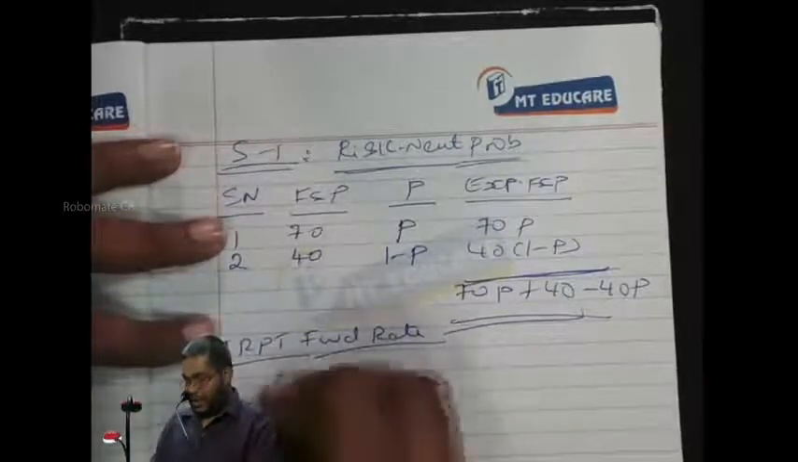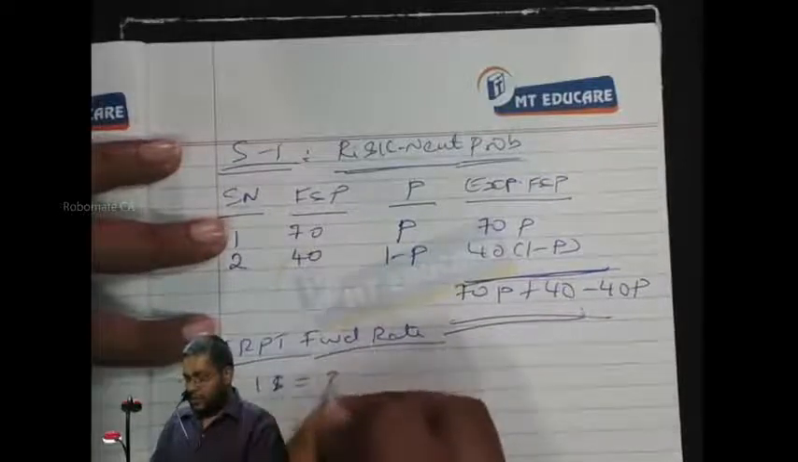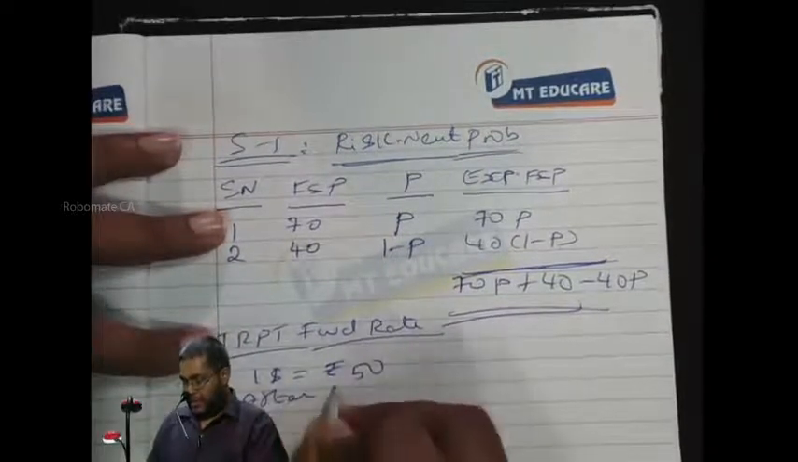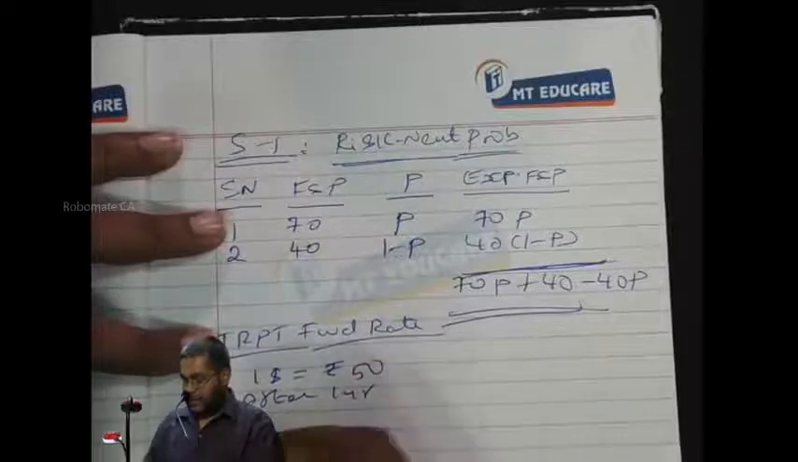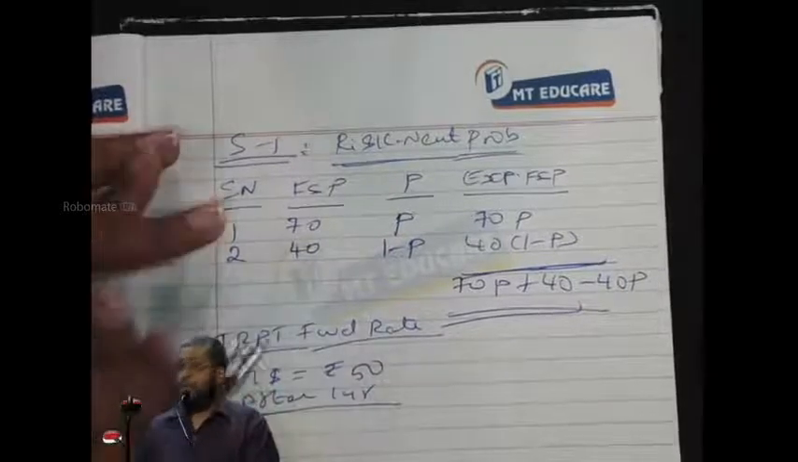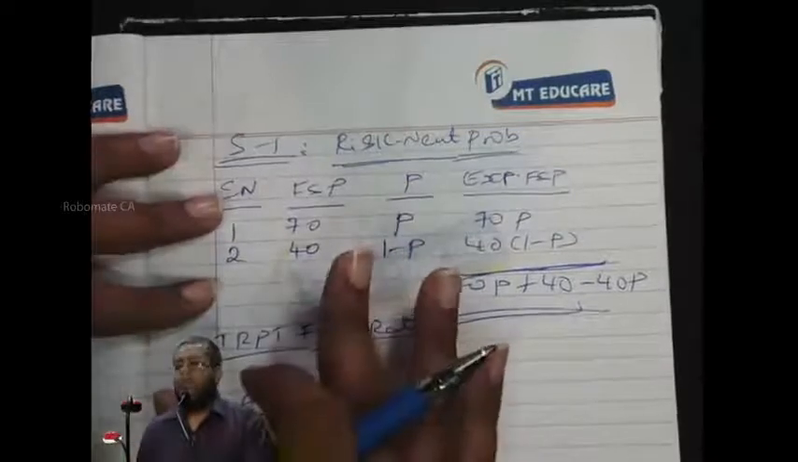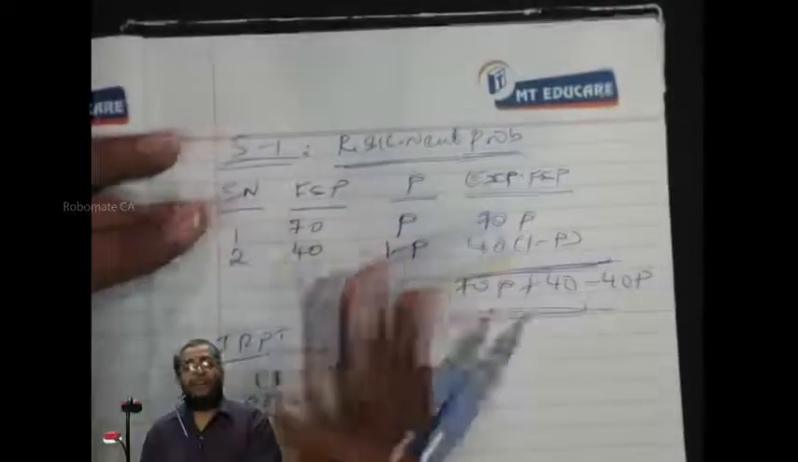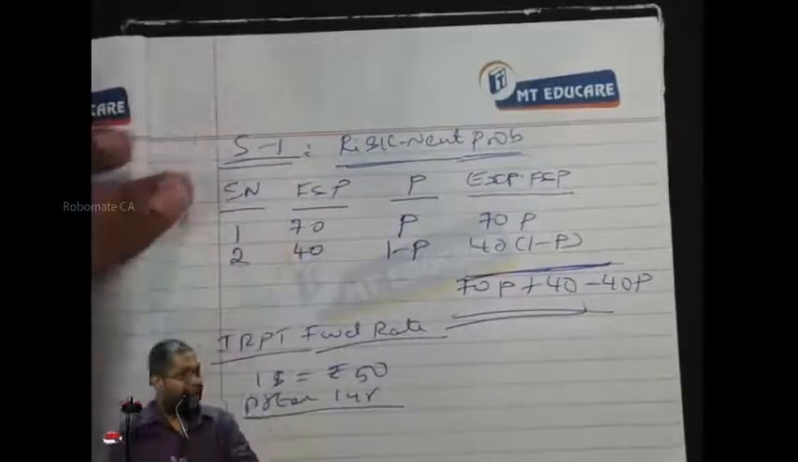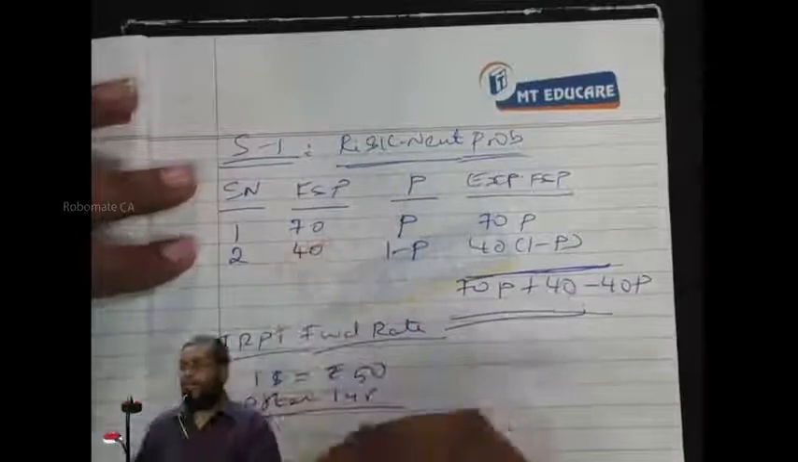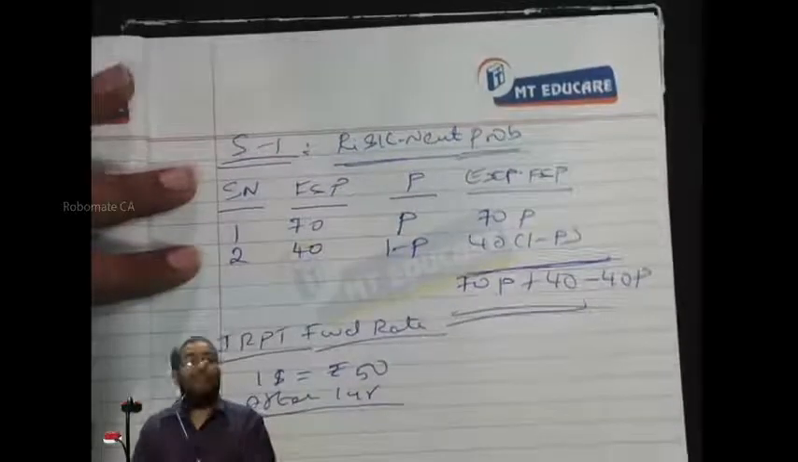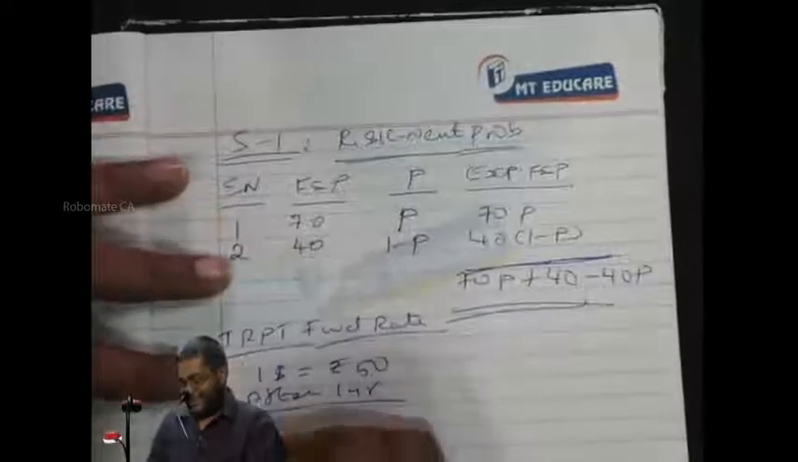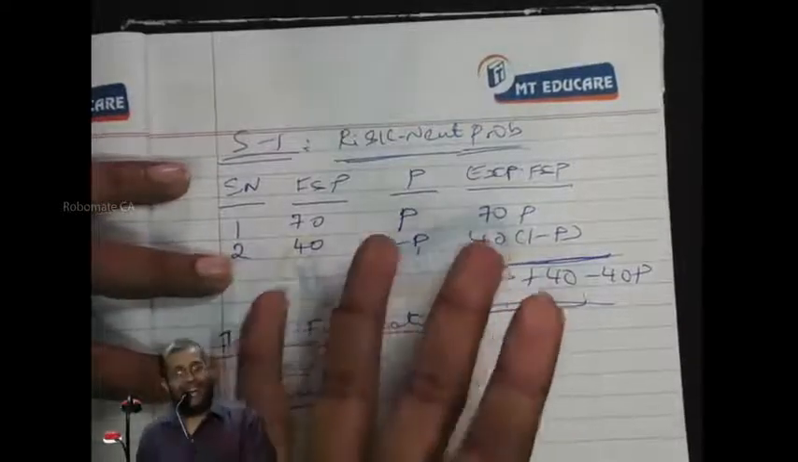Now, tell me, what is spot? $1 is equal to rupees 50. After 1 year, I am doing derivatives, not the normal IRPT. The chapter I'm doing is option valuation, so I'm doing a derivative problem. In that case, when I do compounding, I use continuous compounding. Are you following what I'm saying? So, use continuous compounding.